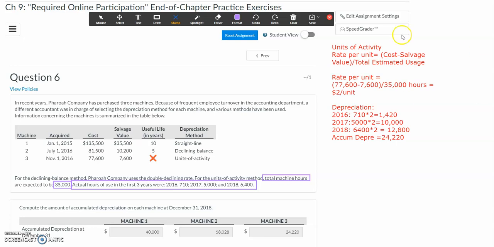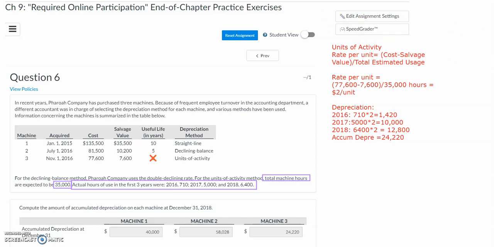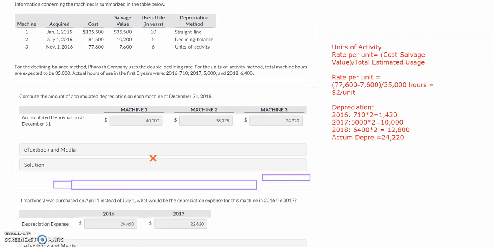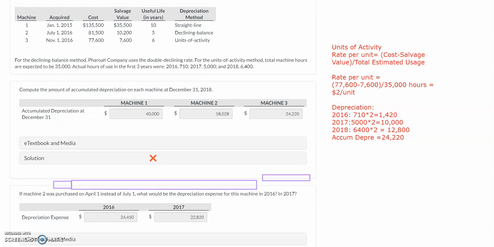The other part of this problem is going through the depreciation expense for the declining balance, but the only difference is that the time period for the first year is April 1st instead of July 1st. So you'll want to go through the same steps, but just consider the months.